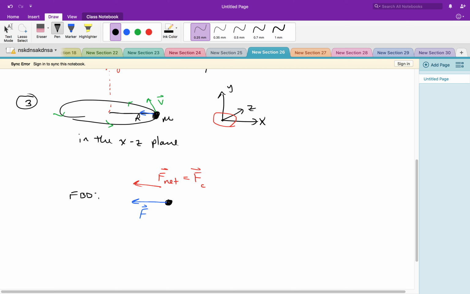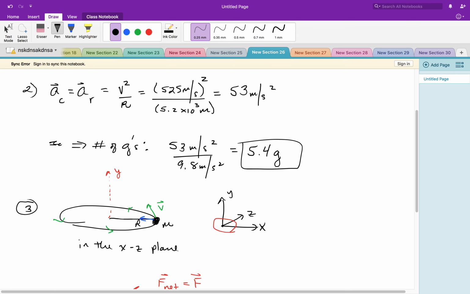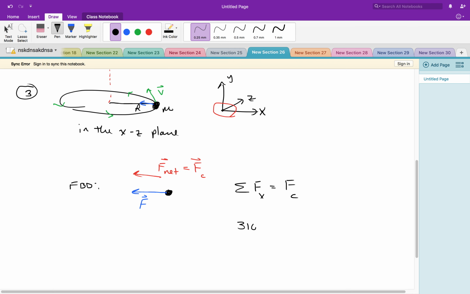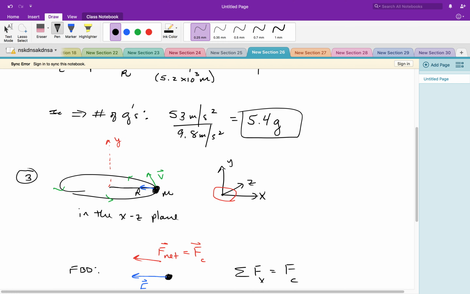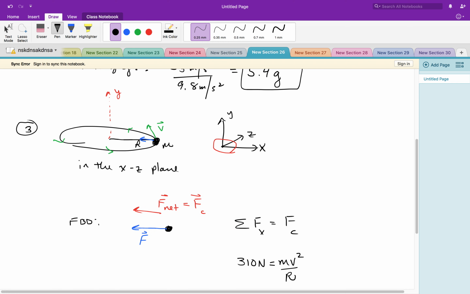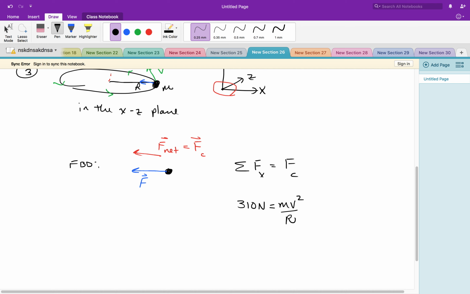So when you set this up, if we do Newton's second law, we're going to say the sum of the forces in the x direction is equal to the centripetal force. What force is acting in the x direction? Well, they give us a number for that. They say it's 310 newtons. So it's 310 newtons equals mv squared over r. And I believe they're looking for v here, the speed. Now we're ignoring gravity, right?